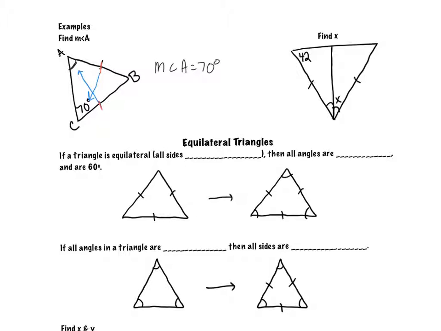Now let's say they wanted to find B, what would I need to do? 180 minus 140. So if I wanted to find B, use the fact that triangles add up to 180. All right, cool. So if I look at this one, we can start by labeling some things that I know. So what type of triangle do I have?